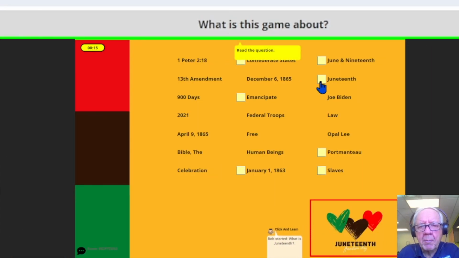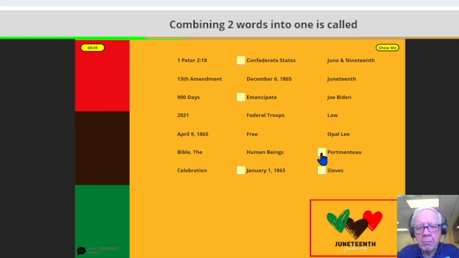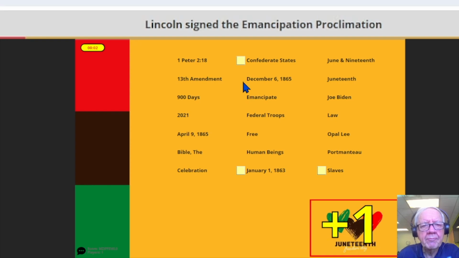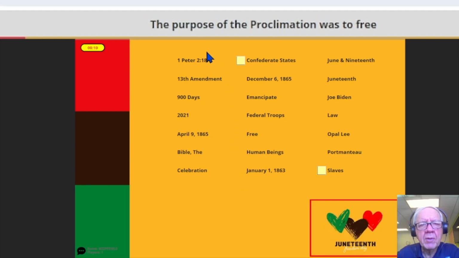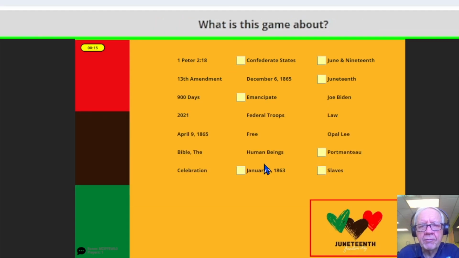What is this game about? It's about Juneteenth. Juneteenth combines these two words, June and 19th. Combining two words into one is called a portmanteau, I think that's how that's pronounced. To free someone from control by others is called emancipate. And Lincoln signed the Emancipation Proclamation January 1st, 1863. The purpose was to free the slaves, but it only applied to the slaves in Confederate states. 15 seconds over. Let's see if I can do that a lot quicker.